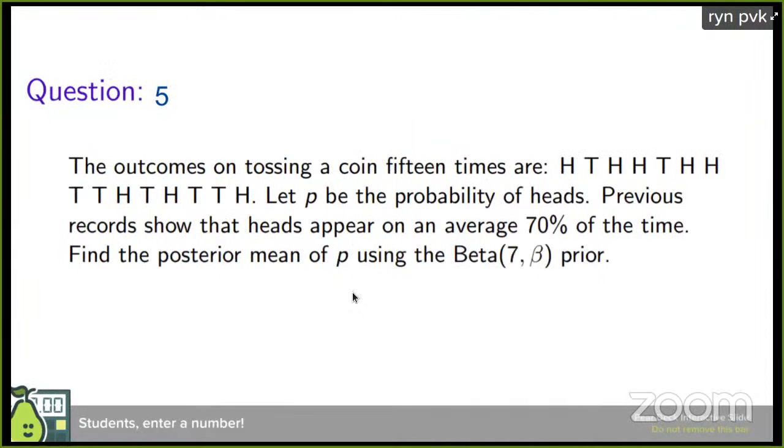Okay, so this is the next question. The outcomes on tossing a coin 15 times are H T H H T H H T T H T H T T H. Let P be the probability of heads. Previous records show that heads appear on average 70% of the time. Find the posterior mean of P using the beta(7, beta) pair.